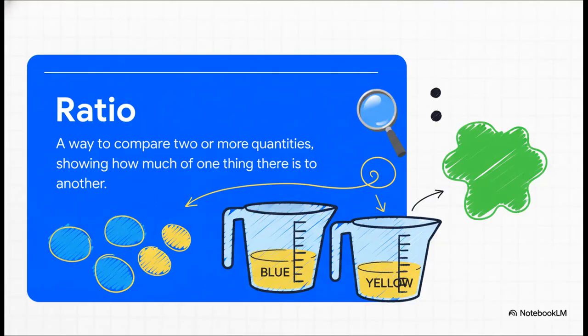So, what even is a ratio? Well, at its heart, it's really just a way to compare things. Think about mixing paint. If you use, say, 2 parts blue for every 3 parts yellow, your ratio is 2 to 3. It's that simple. It's like a recipe for the relationship between those two things.